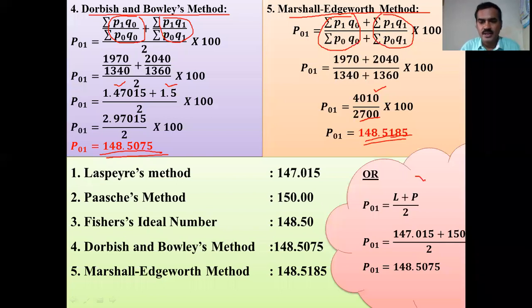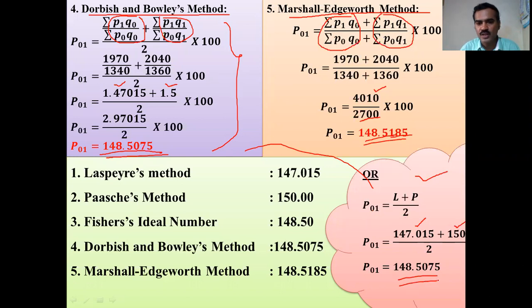Here I have taken another method for Drobisch and Bowley. Instead of using the earlier formula, you can also use P01 equals L plus P divided by 2. That is, the Laspeyres value plus the Paasche value divided by 2, which equals 148.5075. You will get the same answer, 148.5075, that is 148.507.